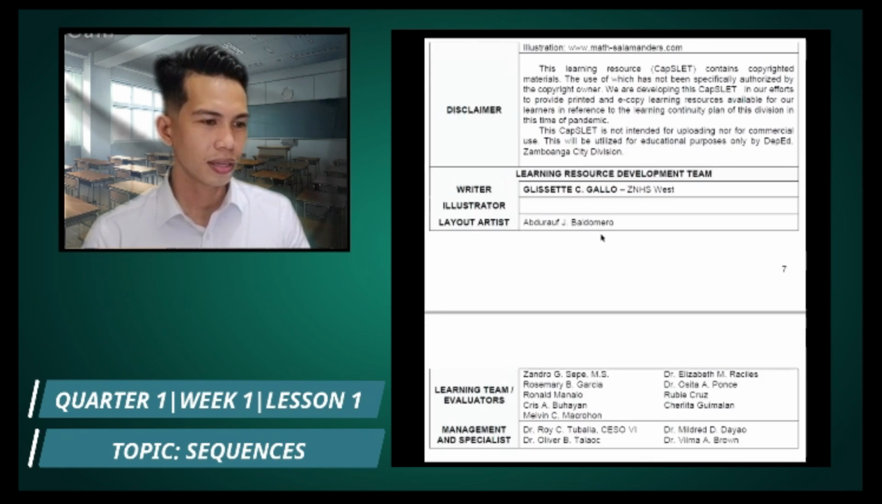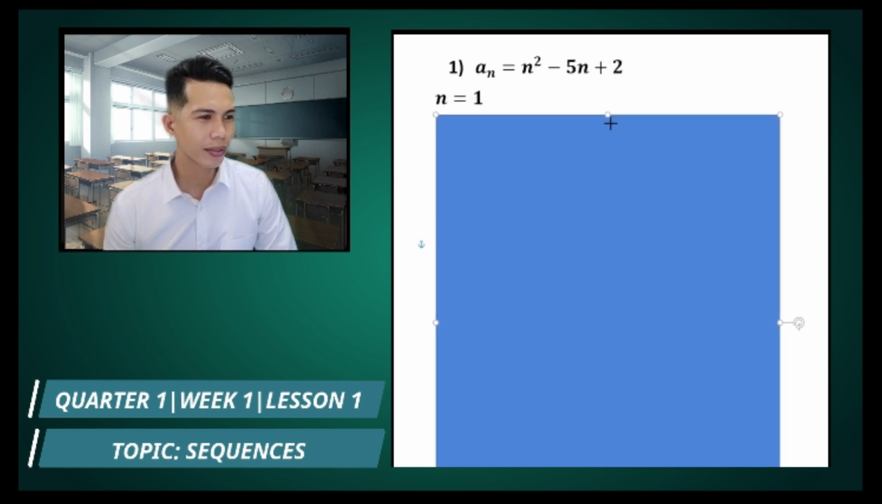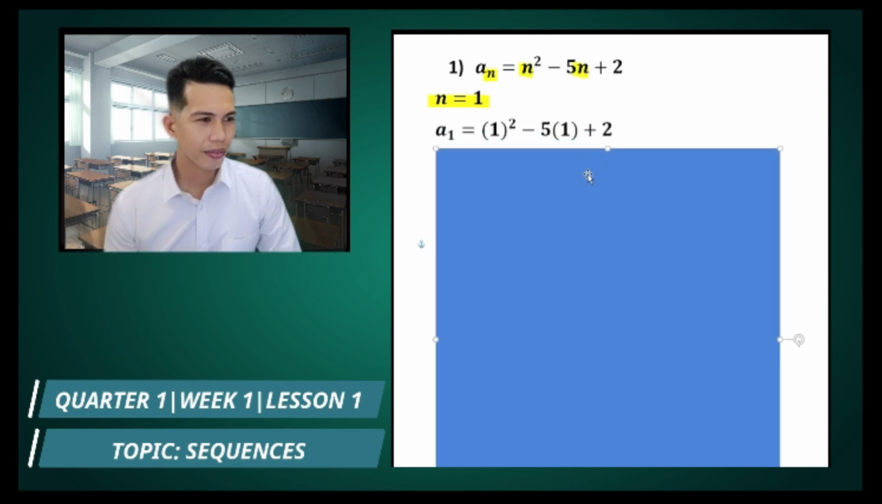Okay, so that's it. So this time we are going to generate the first 5 terms of the sequence a sub n equal to n squared minus 5n plus 2. To begin with the first term, we will assign n equal to 1, meaning we are going to substitute all the values of n by 1. Therefore, we have a sub 1 equal to 1 squared minus 5 times 1 plus 2.